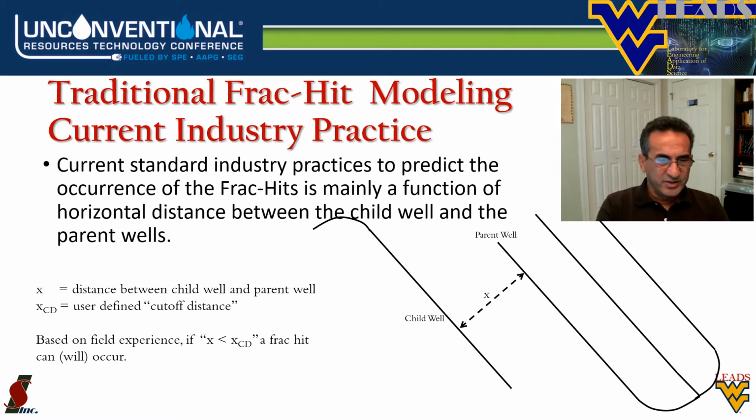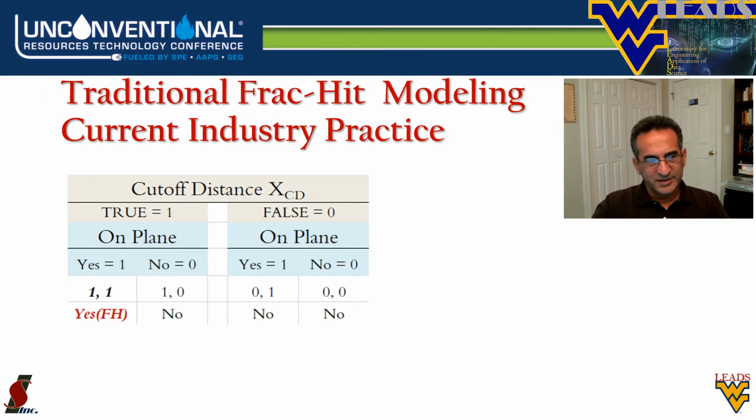x, and the user defined cutoff distance, we call it x sub cd. And as long as the distance between the child well and the parent well is less than that x cd, then Frac-Hit is going to happen. In other words, if it's more than that, then it's not going to happen. I'll explain that in more detail in a second.